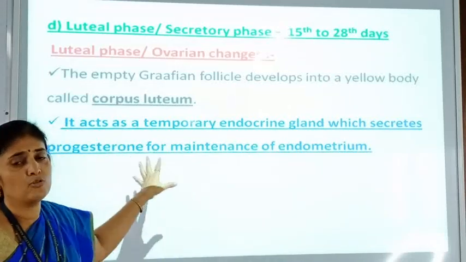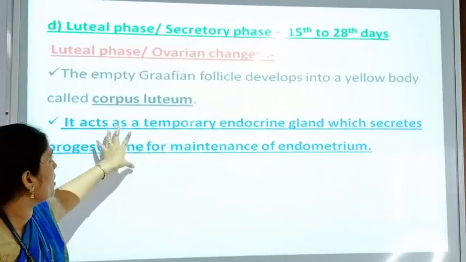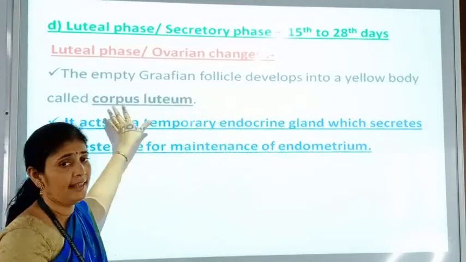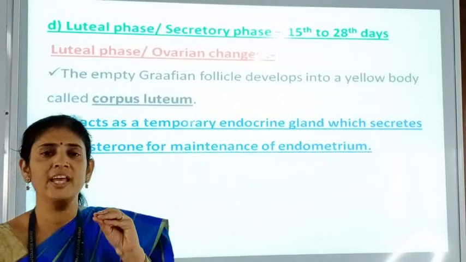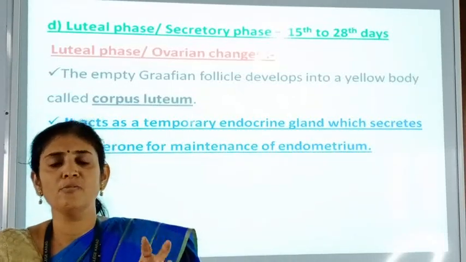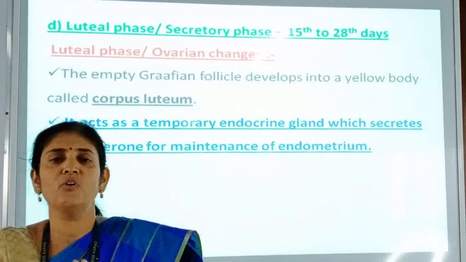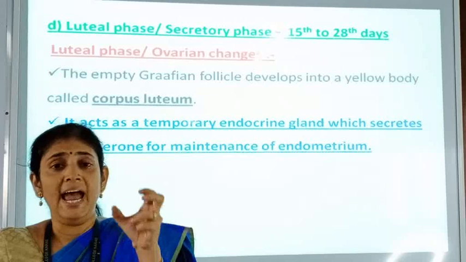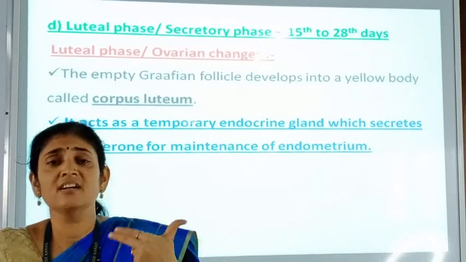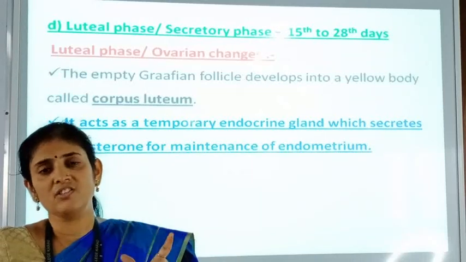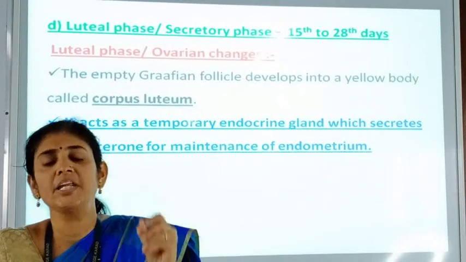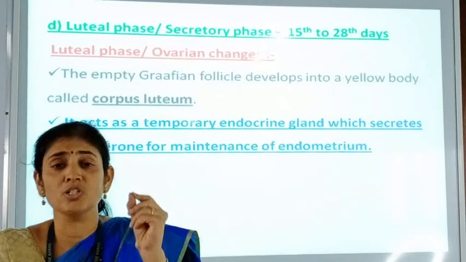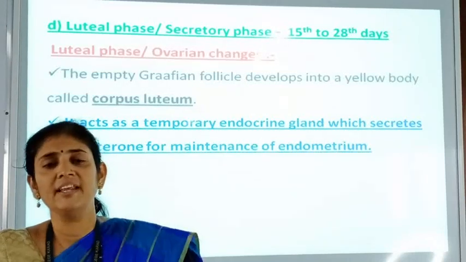सो फर्स्ट ऑफ ऑल वी हॅव टू सी द चेंजेस ऑफ द ओव्हरी. सो व्हॉट हॅपन्स, द एम्प्टी ग्राफीन फॉलिकल डेव्हलप्स इन टू ए येलो बॉडी, दॅट इज कॉल्ड एज अ कॉर्पस ल्युटियम. When ovulation takes place, the ovum or egg is released from the graafian follicle, that graafian follicle becomes empty, रिकामे होतो, and that empty graafian follicle is then converted into a yellow body structure, and that is called a corpus luteum. And this corpus luteum is responsible for secretion of the progesterone hormone, which is maintaining the pregnancy.